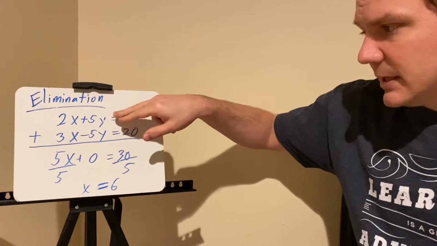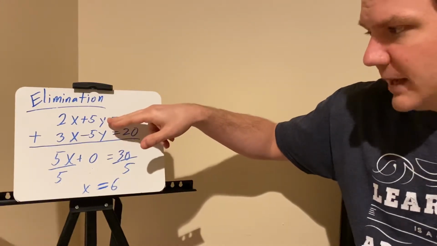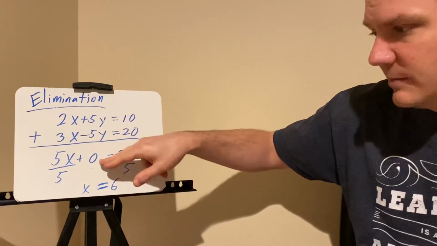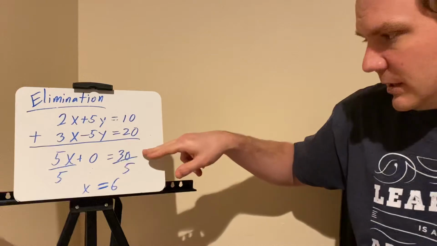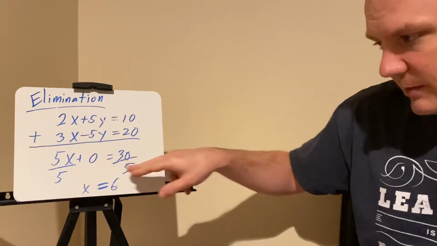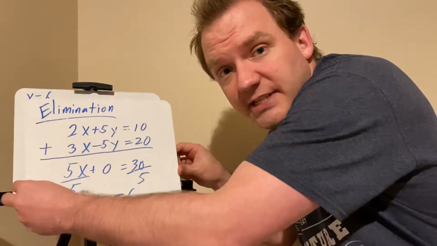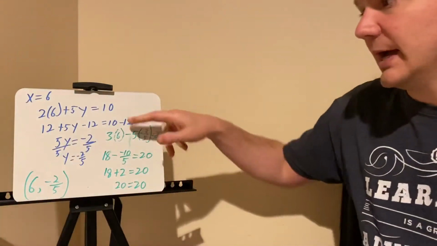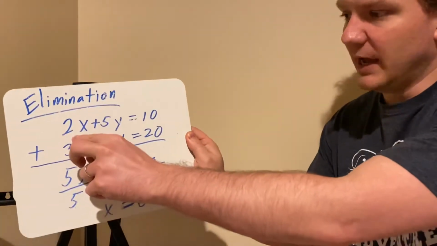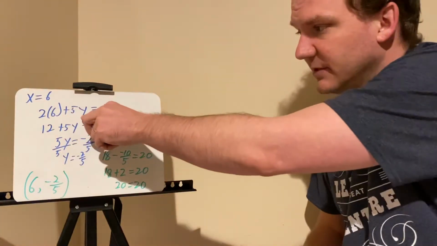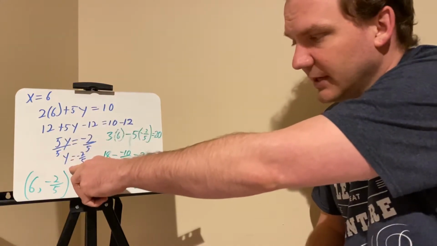So in this case, we add these two equations together, and you can see that if I have positive 5y and negative 5y, it becomes 0, which leaves me with 5x equals 30, and I can divide both sides by 5, and I get x equals 6. Once I have x equals 6, I can substitute back into the other equation of 2x, so 2 times 6 plus 5y equals 10, and I can solve that to get y equals negative 2/5.